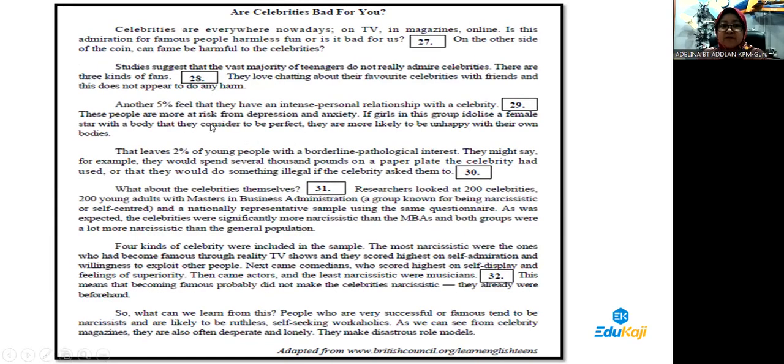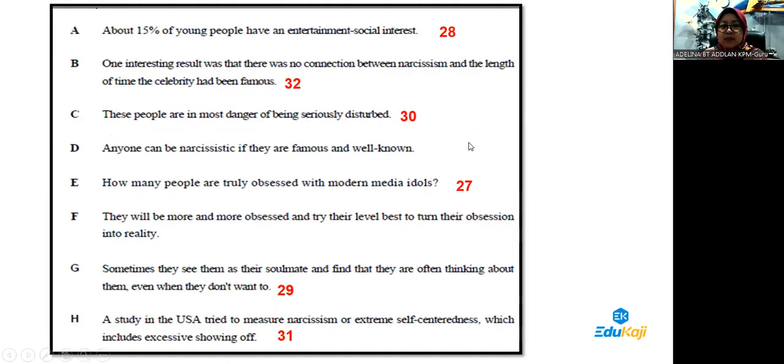29. Another 5% feel that they have an intense personal relationship with a celebrity. Who? These people are more at risk from depression and anxiety. So who are these people? Answer 29: sometimes they see them as a soulmate and find that they are often thinking about them even when they don't want to.